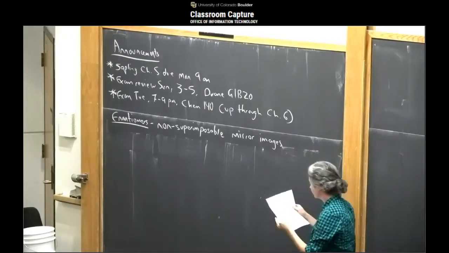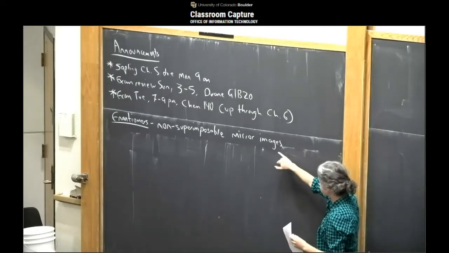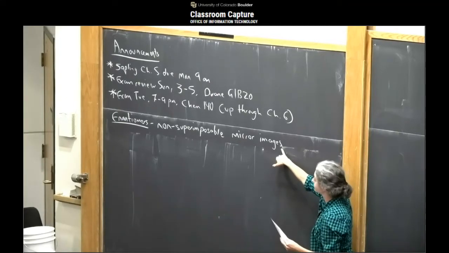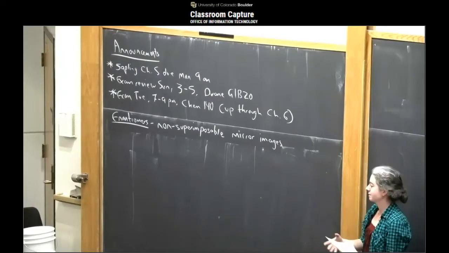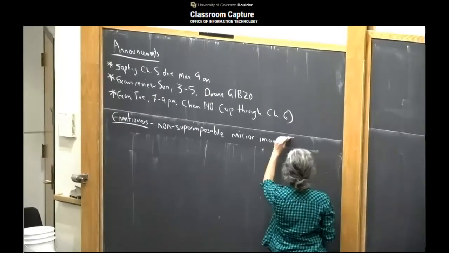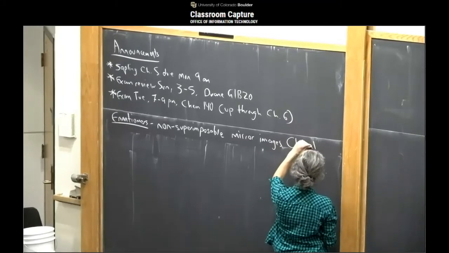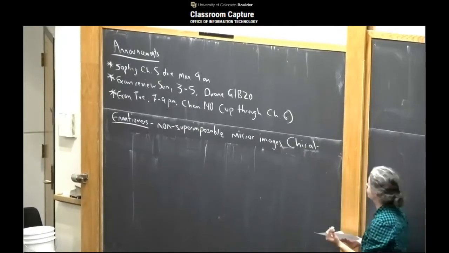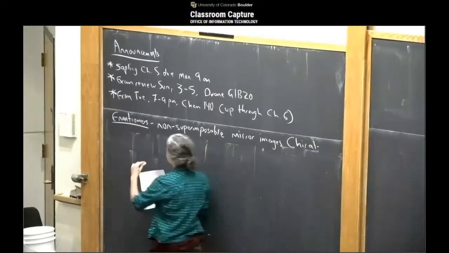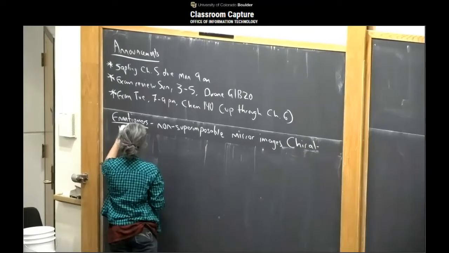Okay, so the other take-home thing is that the word that we use to describe these molecules that have this relationship with each other is chiral. And this is from the Greek word for hand. So chiral literally means they have a handedness.